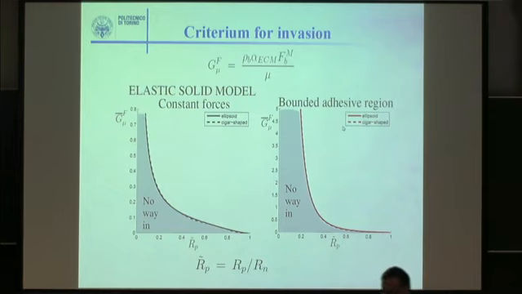Which means that if you have some given mechanical characteristics for the cells, forces given, stiffness, Young's modulus given, then the cell can go through the channel only if the radius of the pore is large enough. Otherwise, it will not go through.